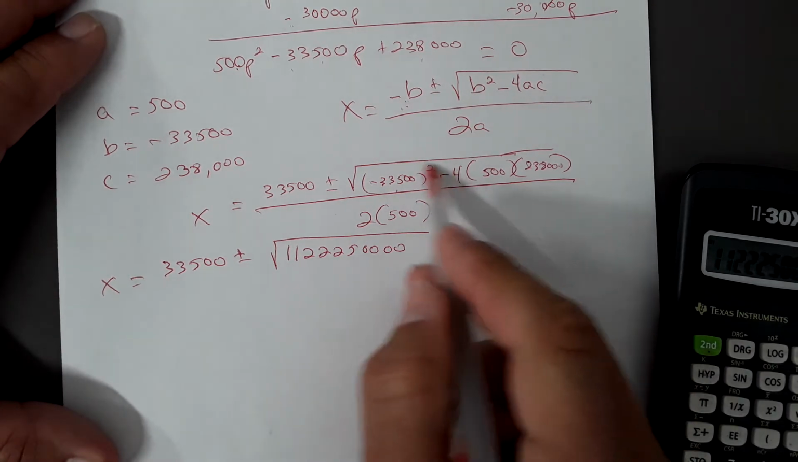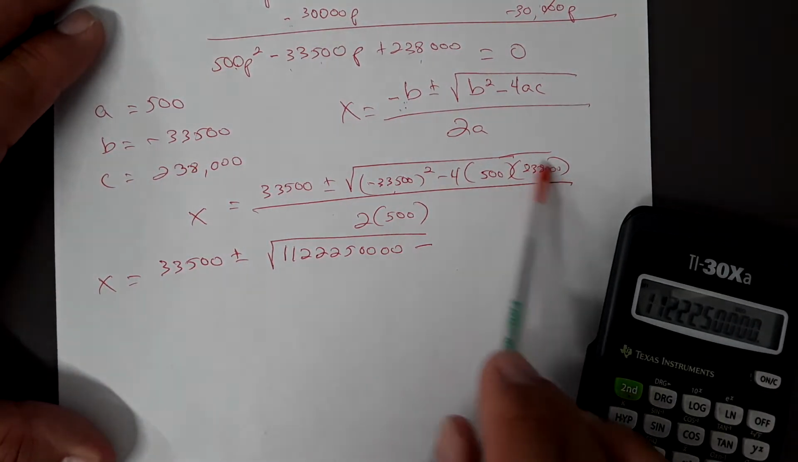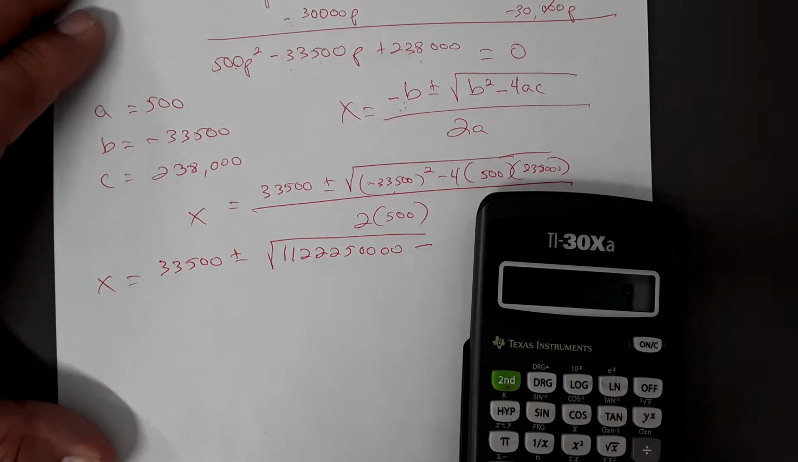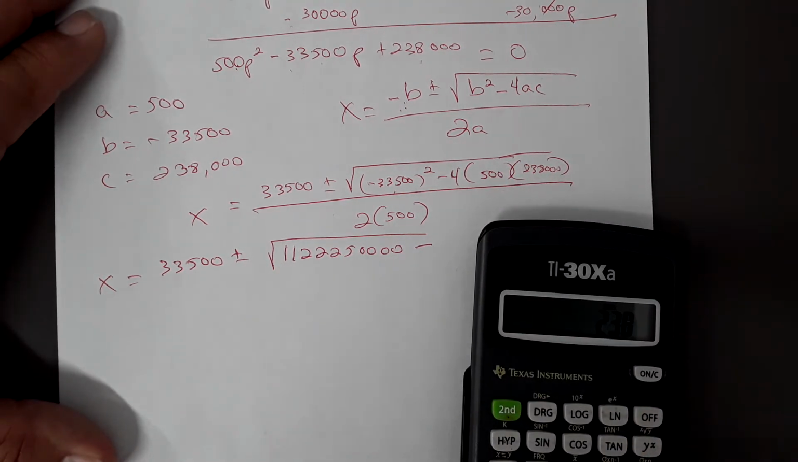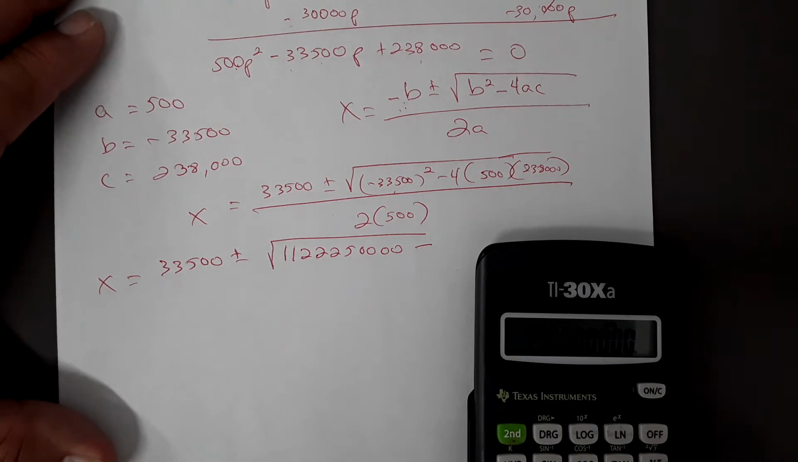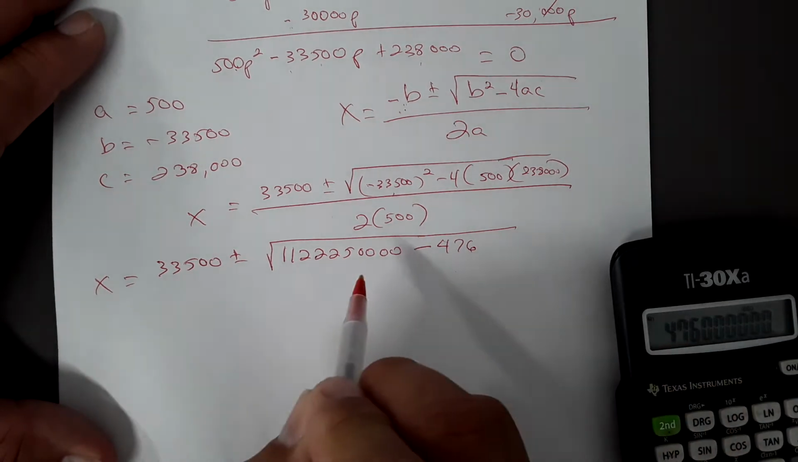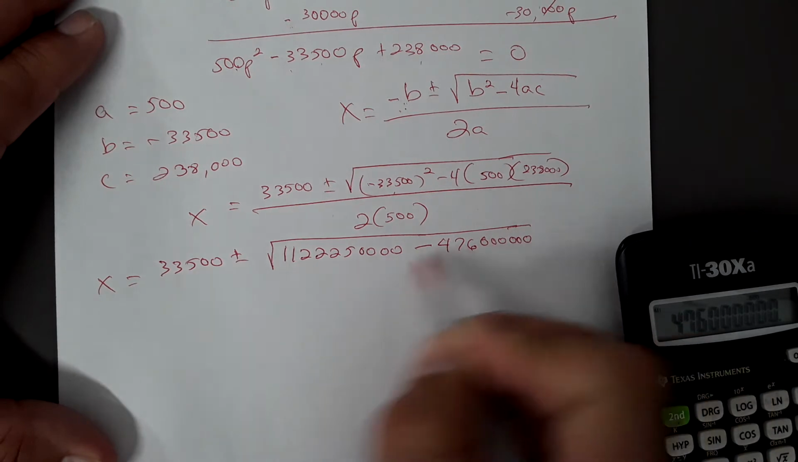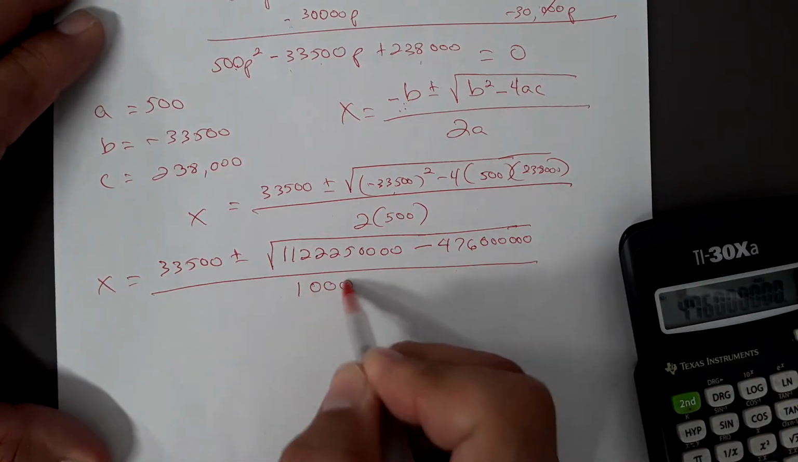1,1,2,2,2,5,0,0,0,0. That's what that is squared. Minus, I'm going to multiply all these numbers together. 4 times 500 times another 238,000 is this big long number here. So it's a lot of numbers, but your calculator is doing all the work. All over 2 times 500, which would be 1,000.